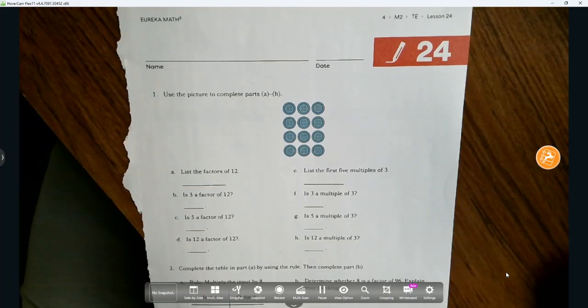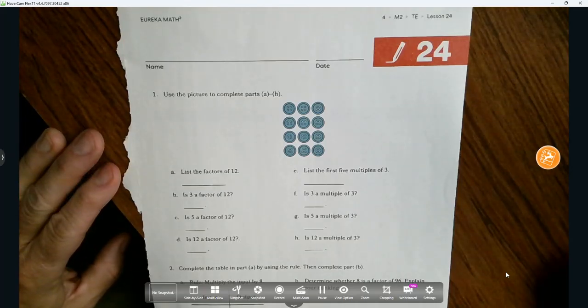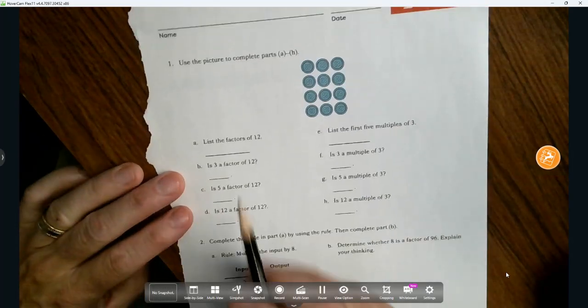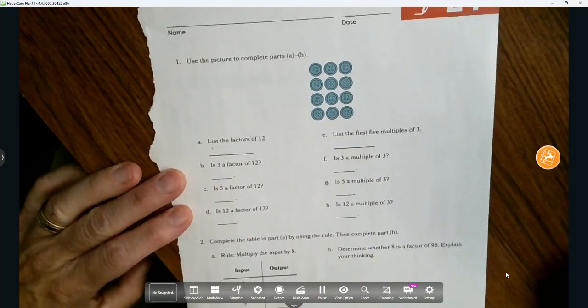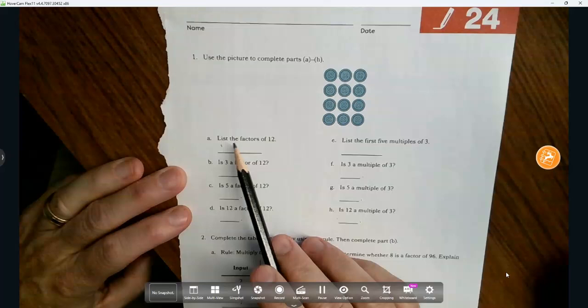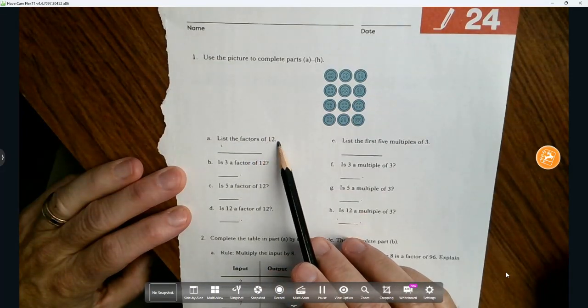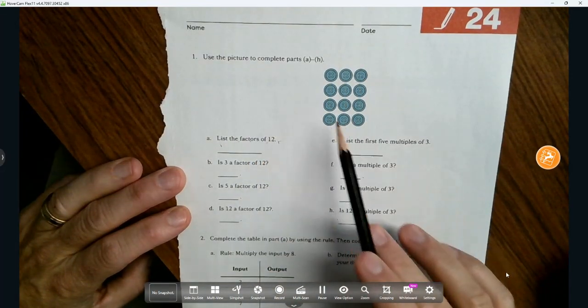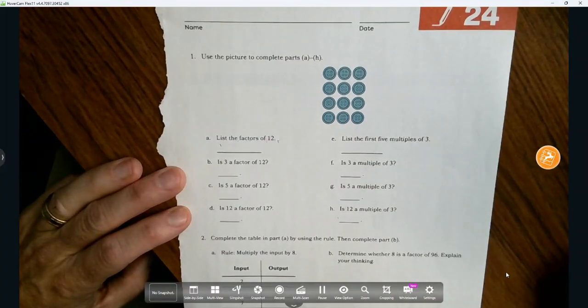Let's get into this one. It says use the picture to complete parts A to H. Okay. List the factors of 12. So we have 12 buttons here. So that's every number we can multiply by another number to get to 12.